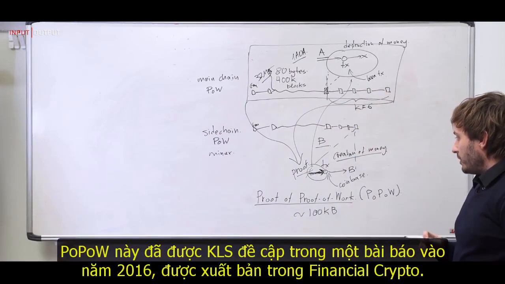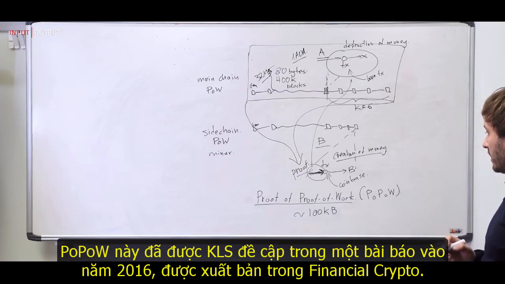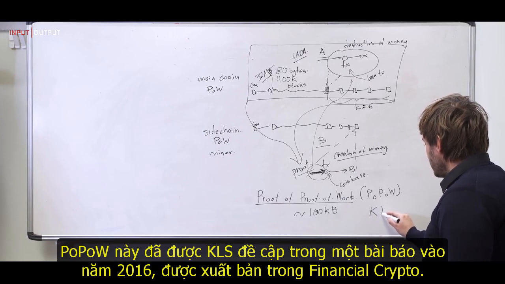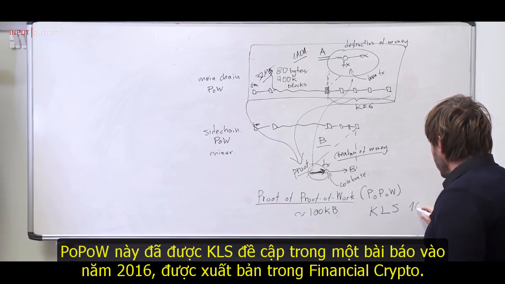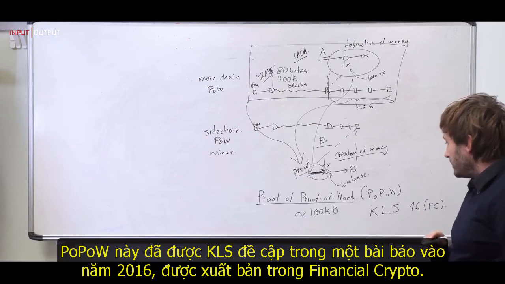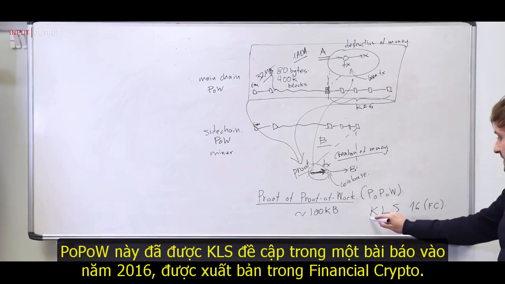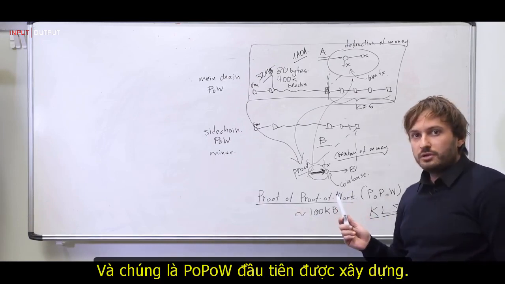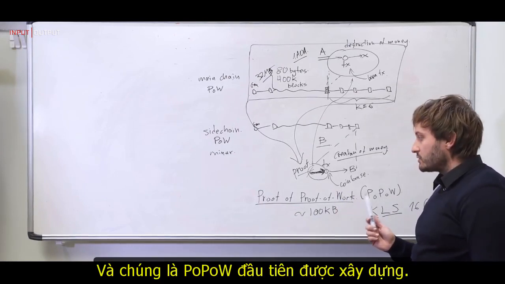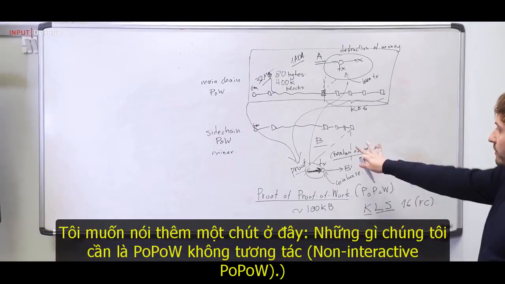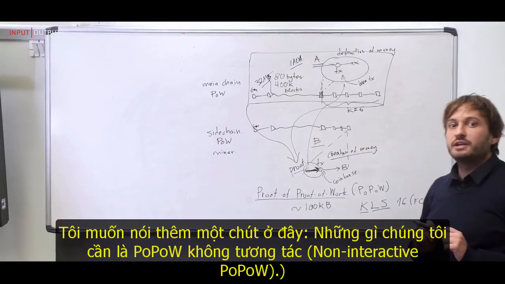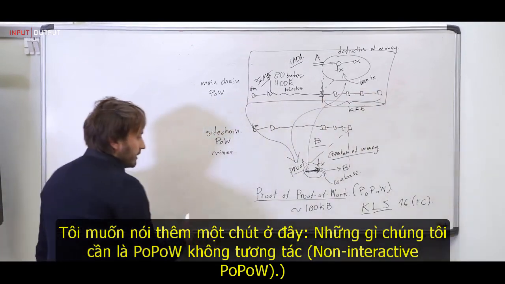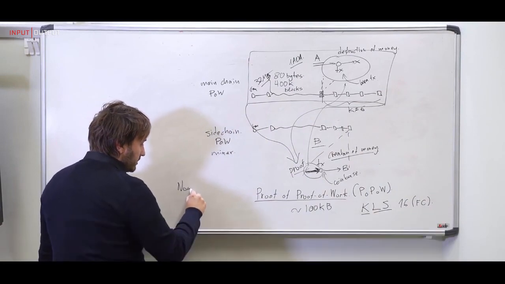These proofs of work have been explored in a paper by KLS in 2016, published in Financial Crypto. So this is Kiayias, et al. And they were the first proofs of proof of work to be constructed. But for this case, we need something slightly additional. What we need is something that we call non-interactive proofs of proof of work.